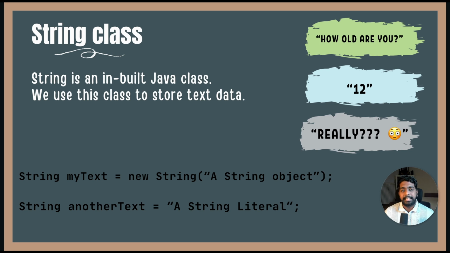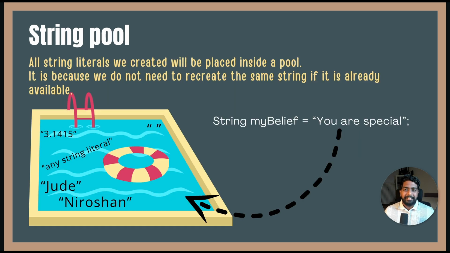The first one is actually creating a new Java object inside the heap area. The second approach, we call a string literal. It is also a Java object, but we use this special word, string literal, to denote this particular Java string representation. When we create string literals, without using the new keyword, all these string literals are stored in a string pool. The string pool is kind of like a swimming pool where all the string literals are stored.